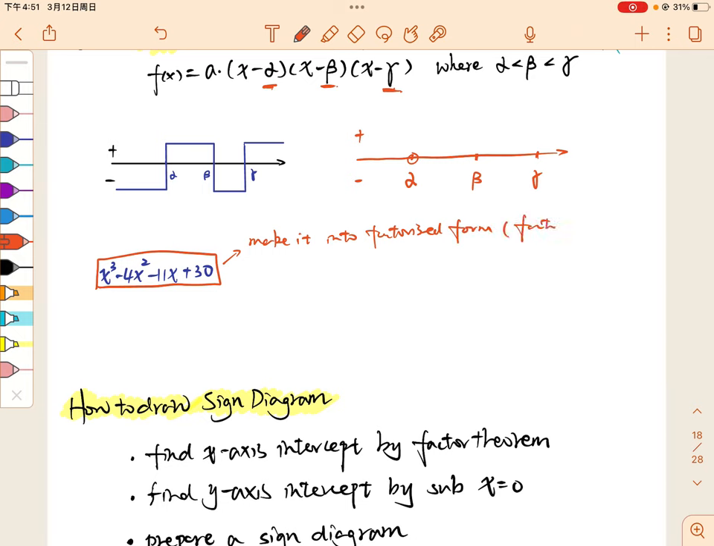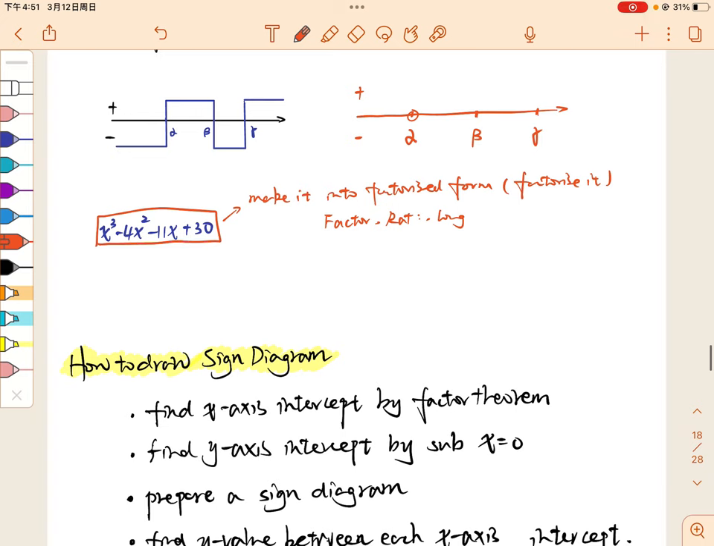That means you just factorize it first, using what we did in 3D. So using the factor theorem or using the rational root theorem, and then you're using the long division. I won't repeat it over here, but you will get P(x) equal to (x plus 3)(x minus 2)(x minus 5).